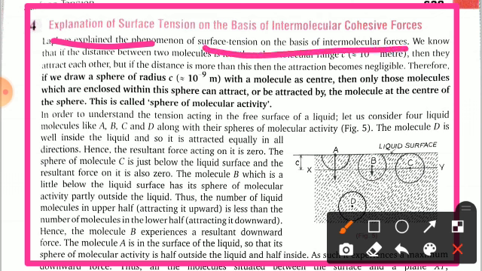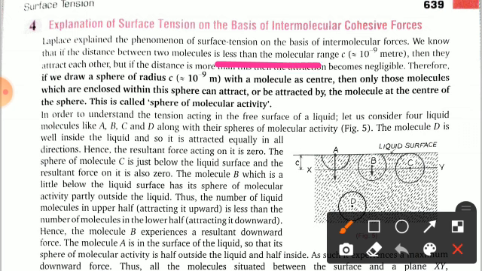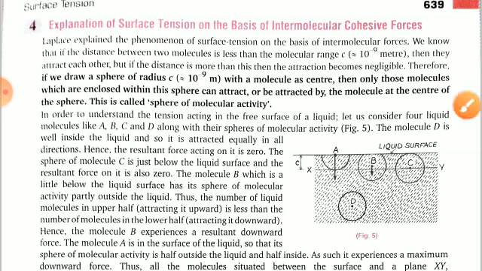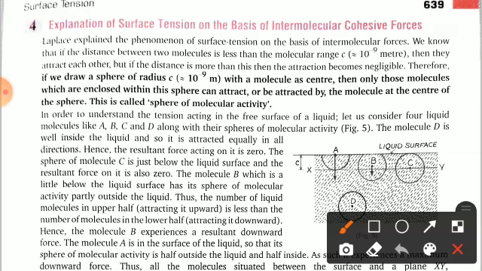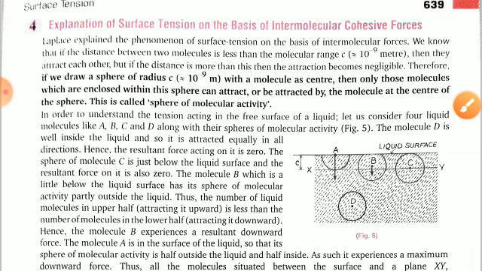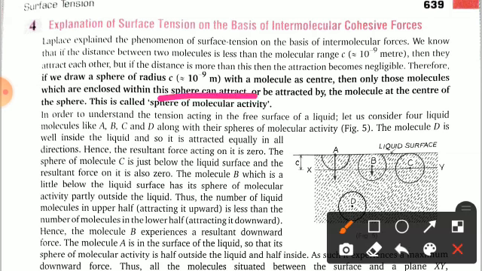Clear? We know that if the distance between two molecules is less than the molecular range, which is 10^-9 meter, as I already told you in the above topic, then they attract each other. But if the distance is more than this, then the attraction becomes negligible. Clear? Therefore, if we draw a sphere of radius equal to the molecular range with a molecule as the center, then only those molecules enclosed within the sphere can attract or be attracted by the molecule at the center of the sphere. This is called the sphere of molecular activity.